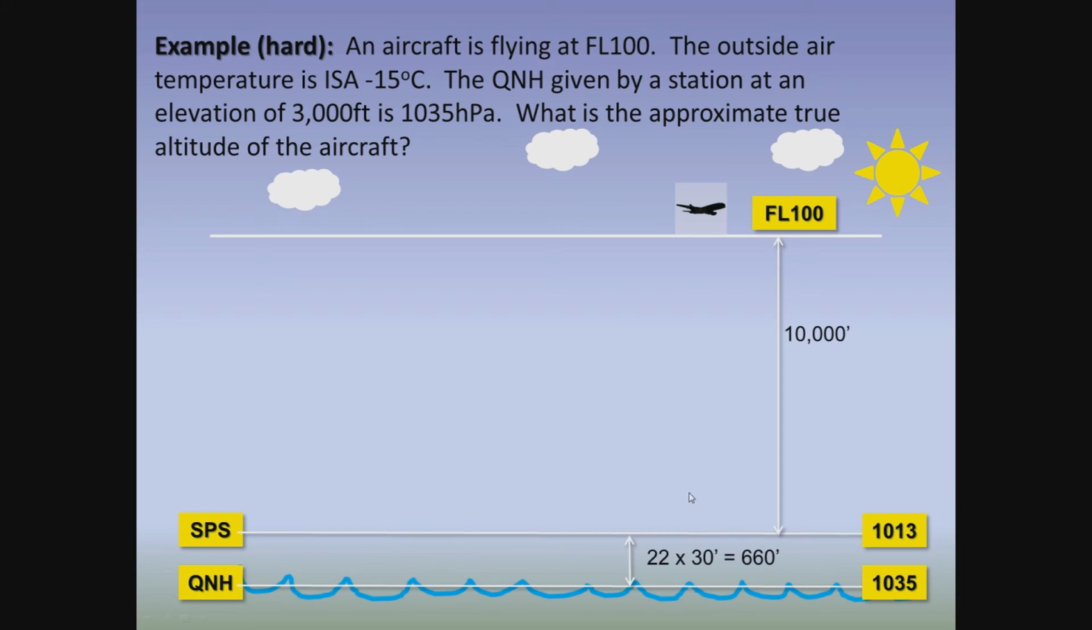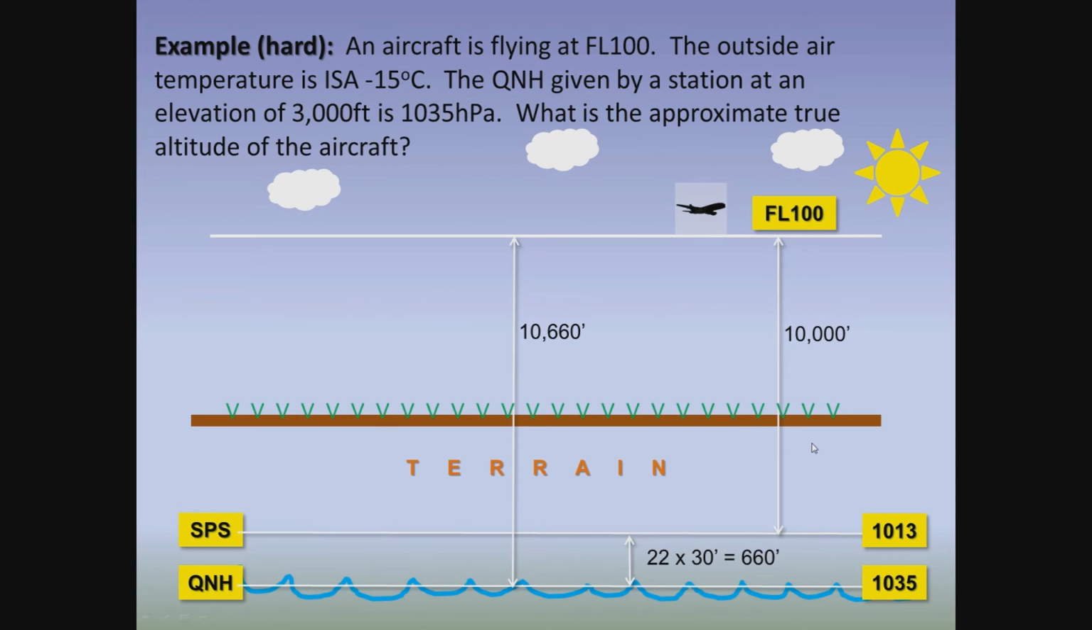Okay? Then we can work out the height of the difference between these two pressure settings, which is 1035 minus 1013 equals 22 hectopascals, multiplied by 30 feet per hectopascal, which gives us a difference of 660 feet. That tells us that our indicated altitude on QNH, were we to set this aircraft's altimeter to QNH at this point in the flight above sea level, it would indicate 10,660 feet. The question is, are we actually 10,660 feet above sea level? Well, we can see that we're 15 degrees below ISA, so we know that we're not. We're going to be less than this value.